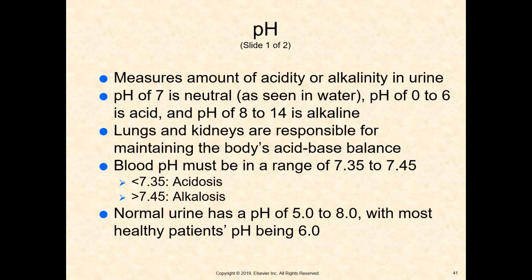The next one is pH. This measures the amount of acidity or alkalinity in the urine. pH of 7 is neutral. A pH of 0 to 6 is acid, and 8 to 14 is alkaline. The lungs and kidneys are responsible for maintaining the body's acid-base balance. So the kidneys do a little bit of it, but lungs do quite a bit when it comes to acid. The blood pH must be in the range of 7.35 to 7.45. A normal urine pH is 5.0 to 8.0. Most patients have a pH of 6.0. Your body has the ability to buffer the blood and keep the blood at the 7.4 range, which is right in the middle, by causing the pH of the urine to be a little bit lower.